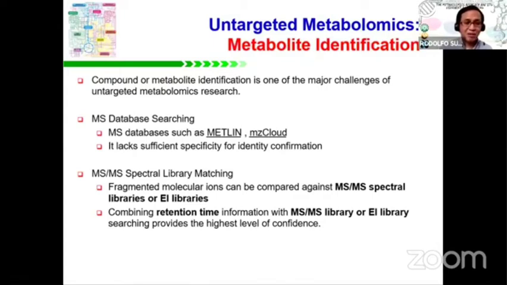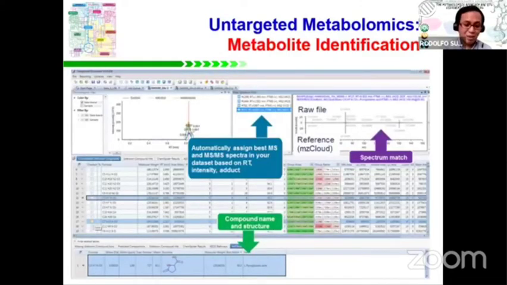Now, this library matching employs fragmented molecular ions that can be compared against the tandem mass spectral libraries or electron impact libraries. And along with your retention time, this can provide a high level of confidence. So now this is an example of a library. This is a commercial library, by the way. It already comes with, for example, your QTOF tandem mass spec, especially if you want to dedicate that instrument for metabolite or metabolomics work.